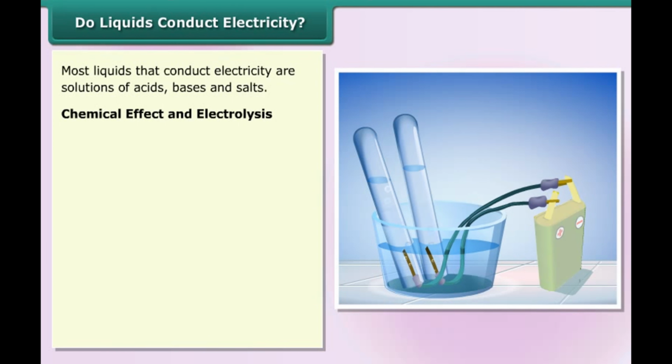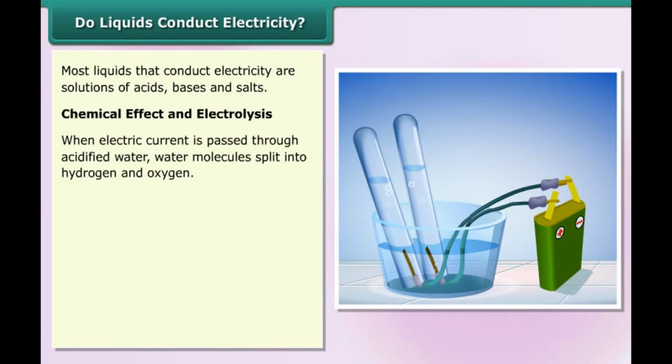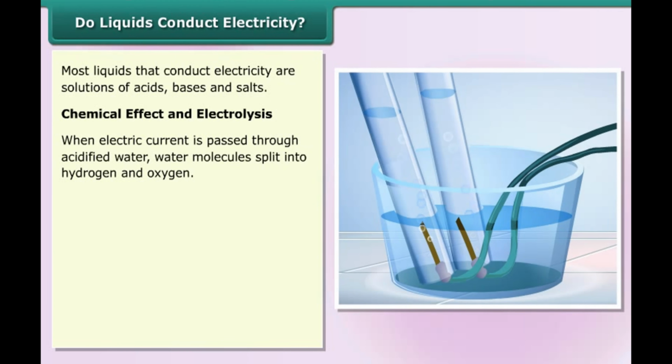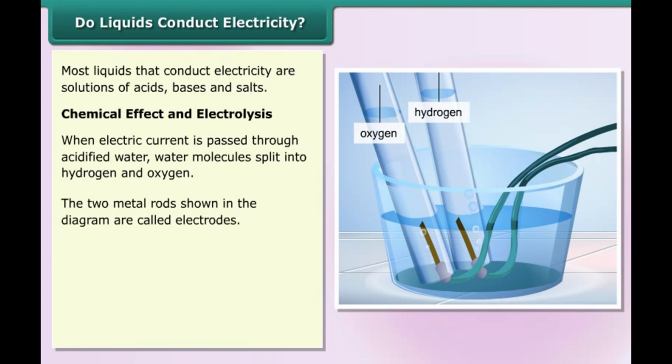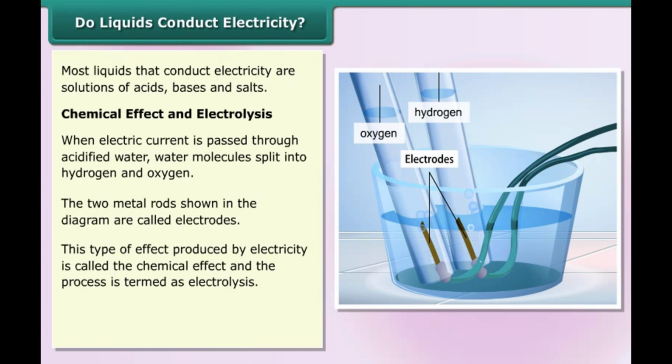Chemical effect and electrolysis. When electric current is passed through acidified water, water molecules split into hydrogen and oxygen. The two metal rods shown in the diagram are called electrodes. This type of effect produced by electricity is called the chemical effect, and the process is termed electrolysis. Can we use pure water in the place of acidified water?